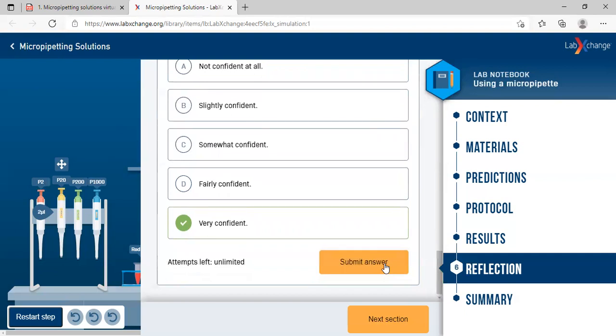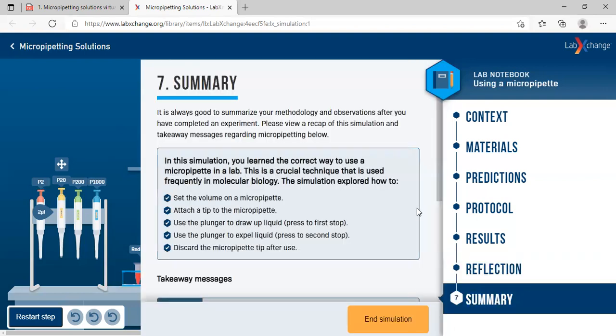So let's submit it. And that's it for this lab, and this summary will remain for me to read on my own. It was very nice doing this lab. Thank you very much.